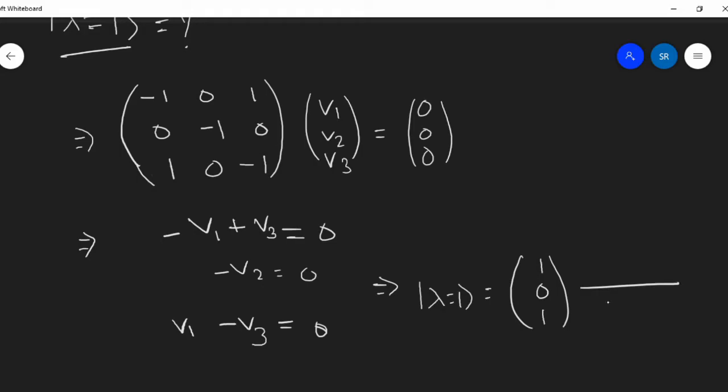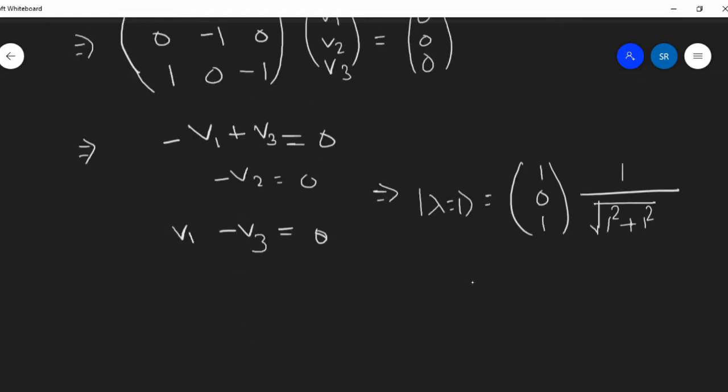And its norm gives us 1 squared plus 1 squared, and henceforth this gives us 1 by root 2 times 1, 0, 1. This is our second eigenvector.